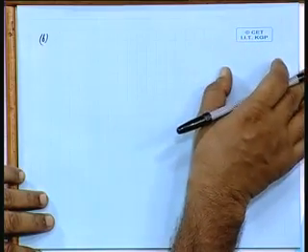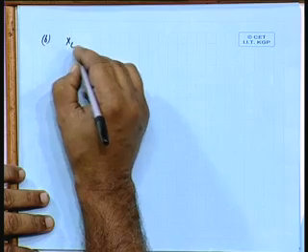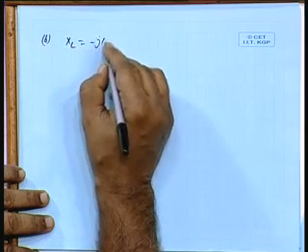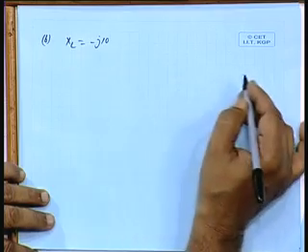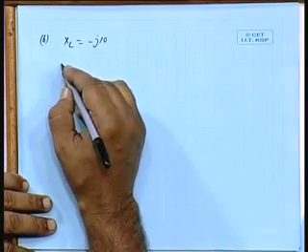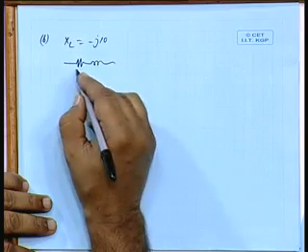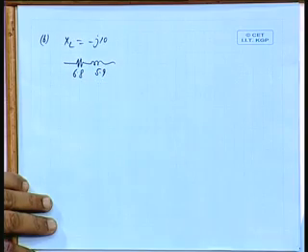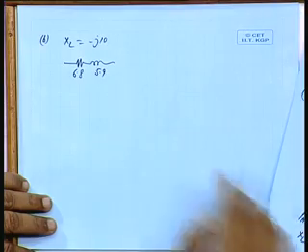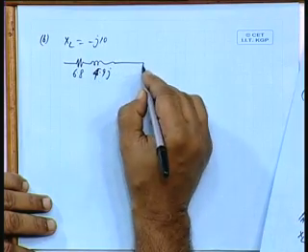Second condition is when you are having XL as minus J 10. So, how much will be the corresponding value of resistance? You are having 6.8, this is 5.9, sorry, 4.9 J.